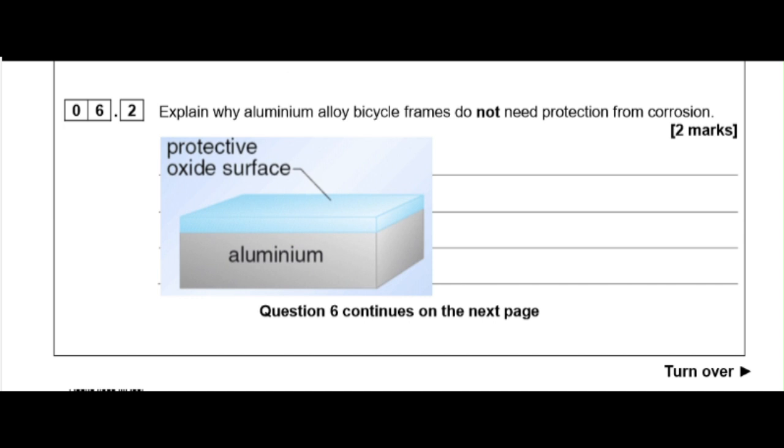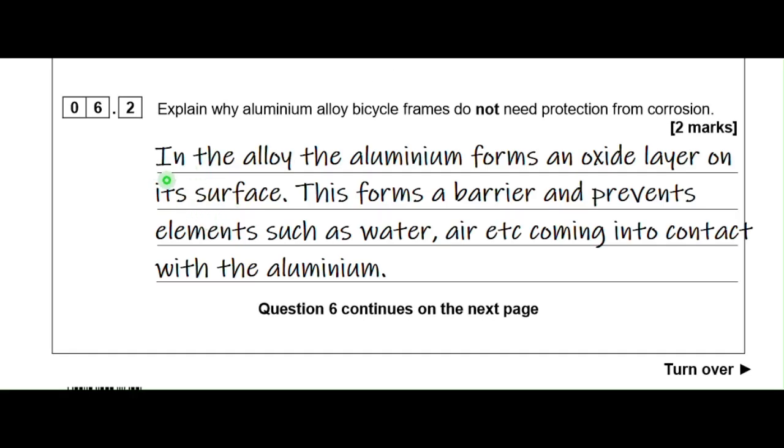So to get 2 marks, we must write: in the alloy, aluminium forms an oxide layer on its surface. This forms a barrier and prevents elements and other things like water, air, etc. coming into contact with the aluminium. 1 mark for the oxide layer and 1 mark for prevention of contact with water, etc.